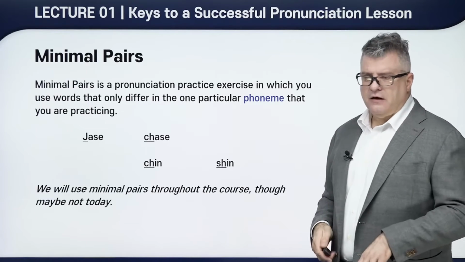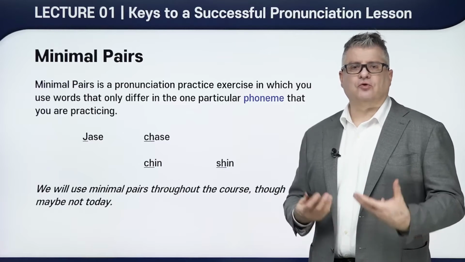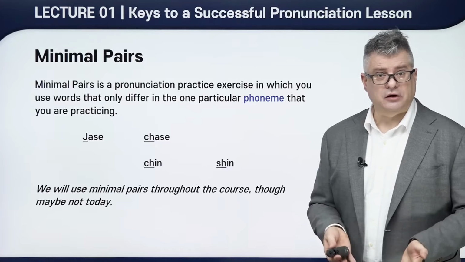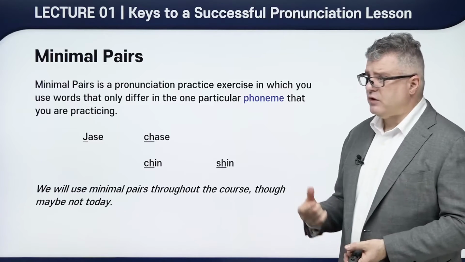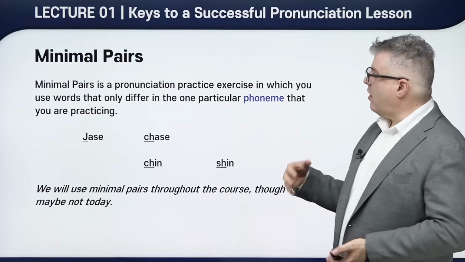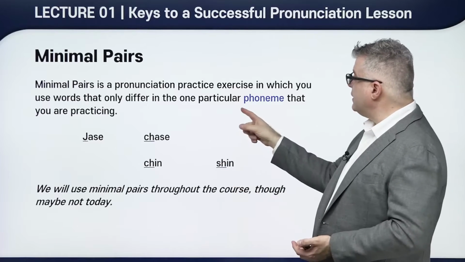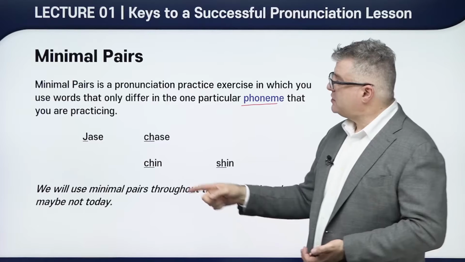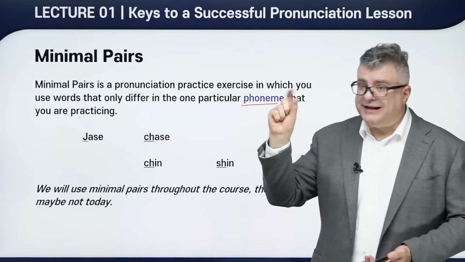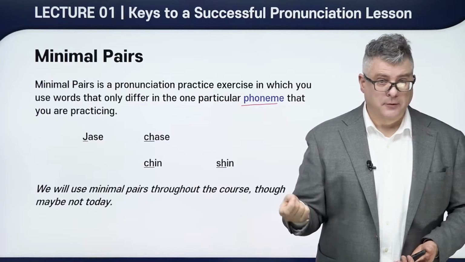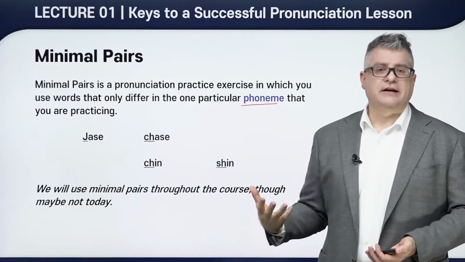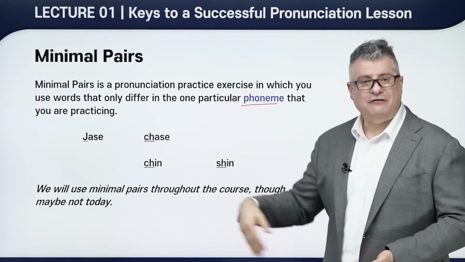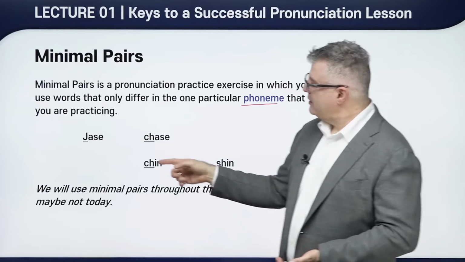Minimal pairs. Now, minimal pairs is a great tool when you're practicing pronunciation with your students, with your learners. Minimal pairs is where you take two words that are the same except for one particular phoneme that we are practicing, okay? So that phoneme gets changed to something that's similar. I haven't given you the definition of phoneme, but can you guess what the meaning is based on how I've used it 2 or 3 times now?